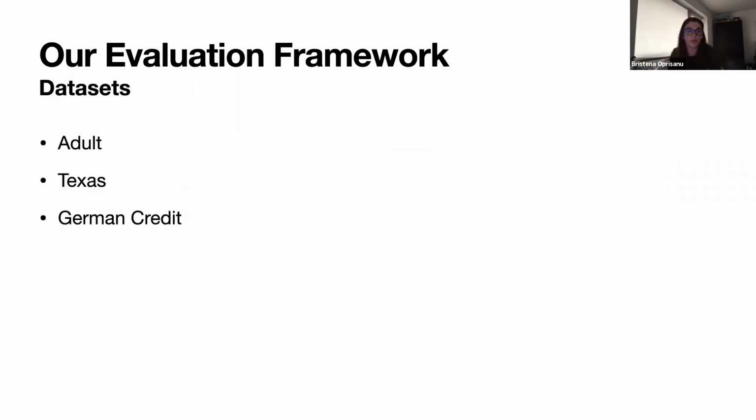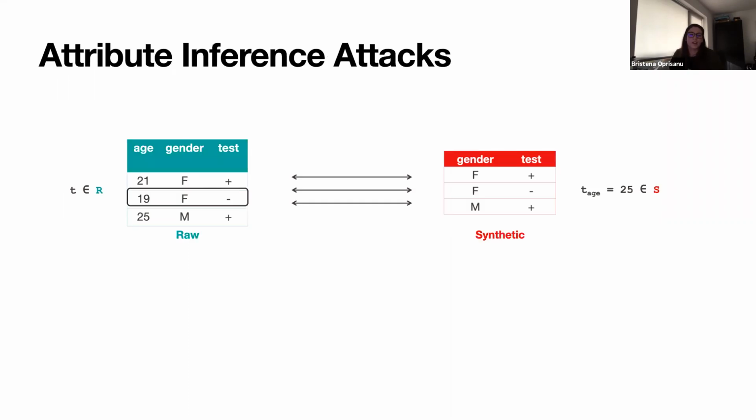And we tested our framework on 3 different data sets, namely the Adult data set, which contains census data from the US, the Texas data set, which contains patient discharge information, and German Credit, which is normally used to see if a person has good or bad credit based on some features regarding their previous history in terms of credit. So now let's look at the two attacks that I've mentioned.